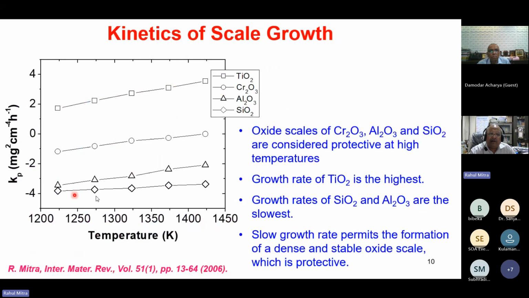Now these are parabolic rate constants for some of the oxides. You can see the lowest one is SiO2 and the highest one is TiO2. So a high parabolic rate constant means the growth rate of the oxide scale is fast. For the oxide scale to be protective, stable and impervious, it is desirable that the growth rate is slow. In that case, the oxide scale is less porous. And that is why you see the growth rates of SiO2 and alumina are the slowest. So these are the oxide scales which are protective in nature, whereas TiO2 is not that protective.